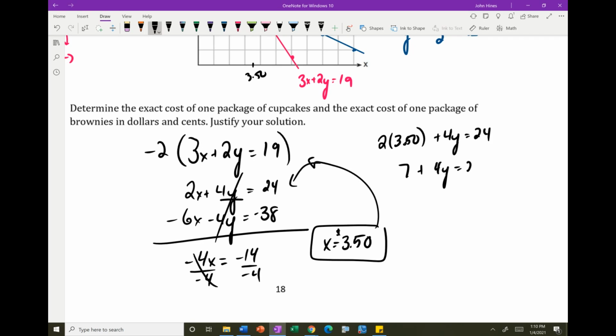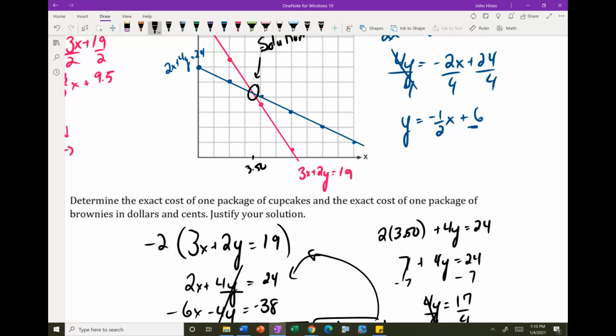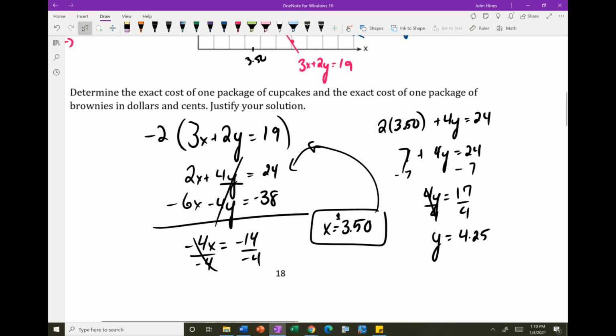It's 7. So 4y equals 17. So I get 4.25, which, let's see if that makes sense. 1, 2, 3, a little bit more than 4. It does. And it makes sense because that's how much a package of brownies would cost.